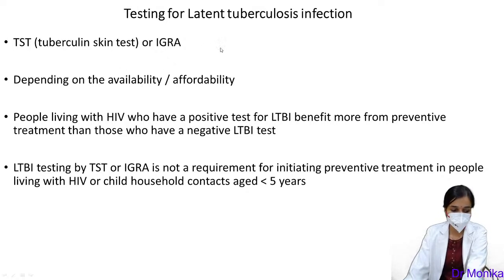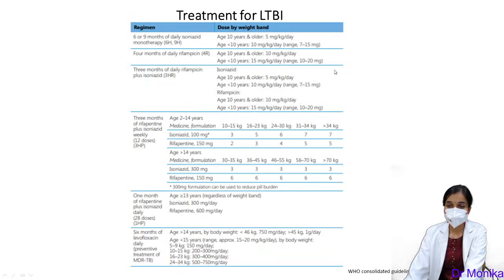Now coming to testing for latent tuberculosis infection, the tests available are the tuberculin skin test or the IGRA. WHO doesn't recommend one over the other; WHO says that we can use either of these tests depending on availability as well as affordability. Patients living with HIV who are found positive for latent TB infection benefit more from preventive treatment than those who have tested negative. Testing with TST or IGRA is not a requirement for initiating preventive treatment, so people can be given it without testing also.